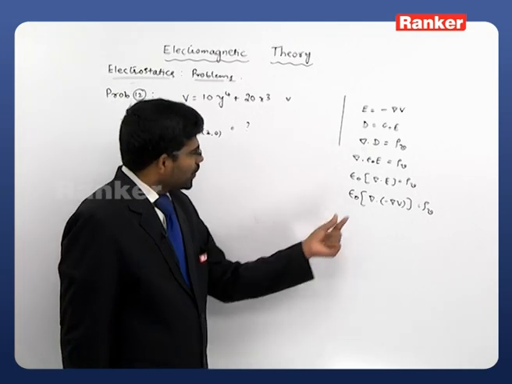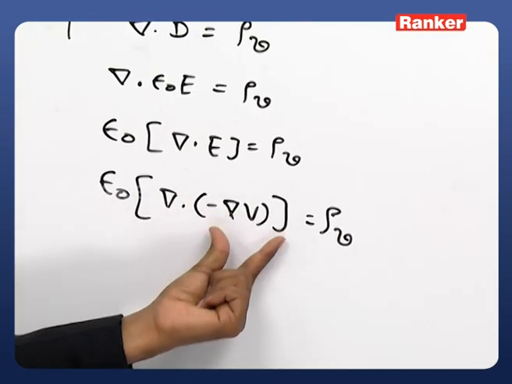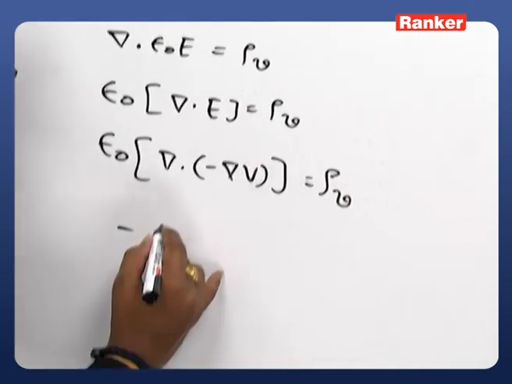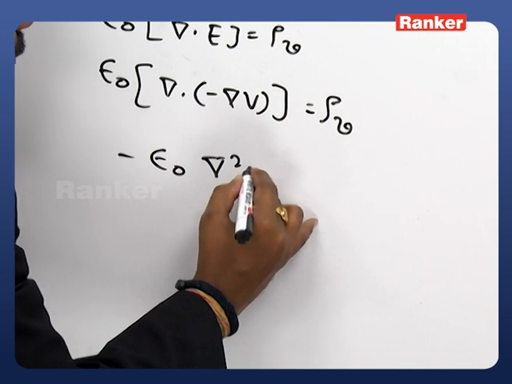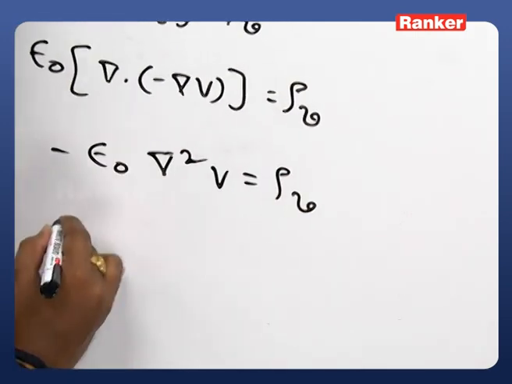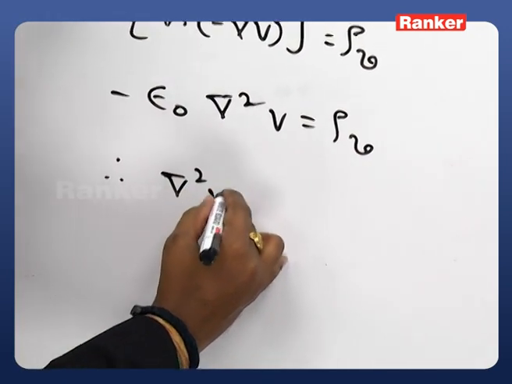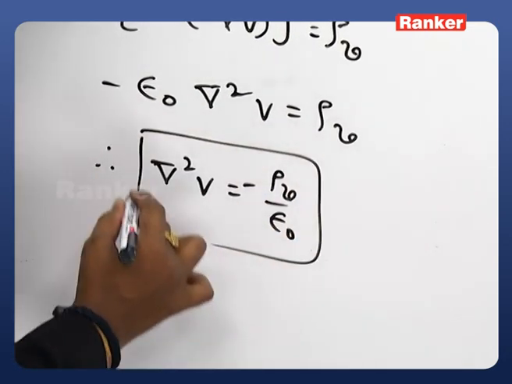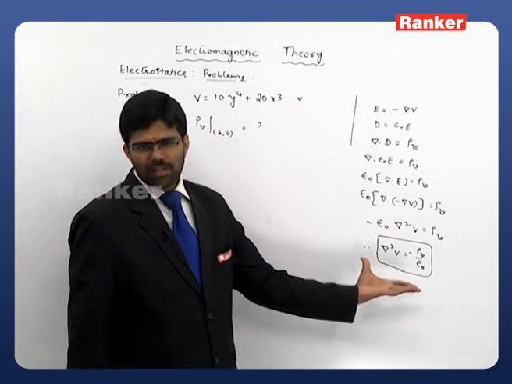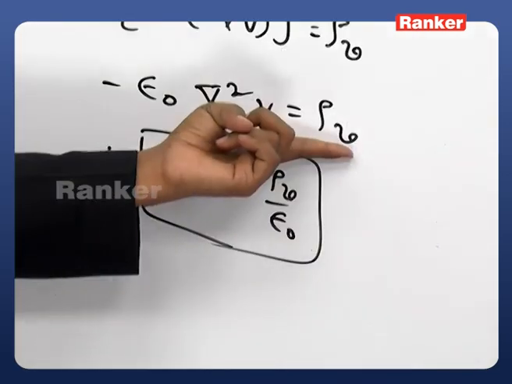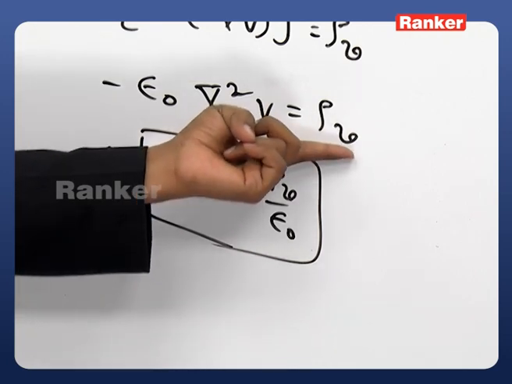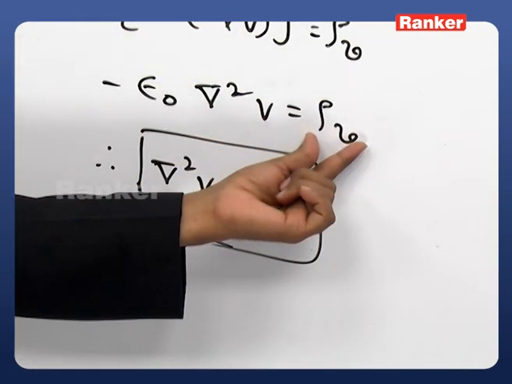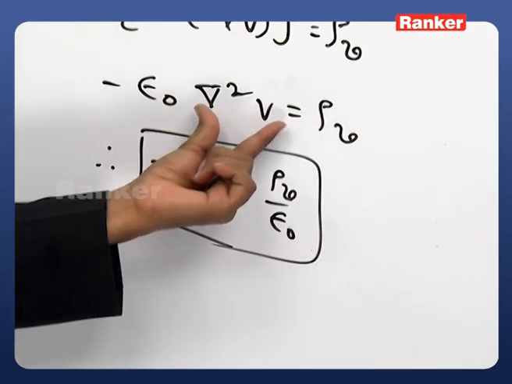So del dot del V, you can directly replace with del square V, and the negative sign comes to this side. Minus epsilon naught del square V is equal to rho V. Therefore clearly del square V is equal to minus rho V by epsilon naught. This is one of the relations we are supposed to remember. So rho V, the total volume charge density, can be obtained from potential using this simple relation, that rho V is equal to minus epsilon naught times del square of V.